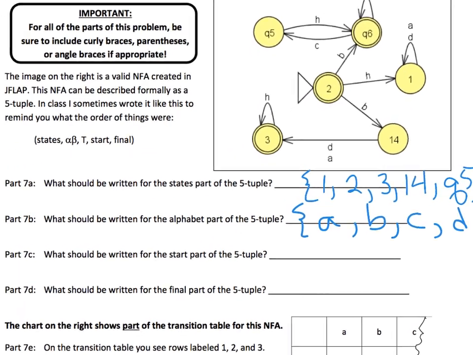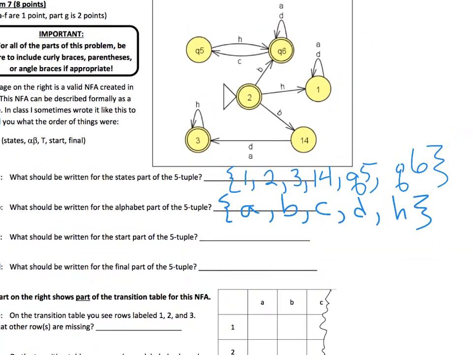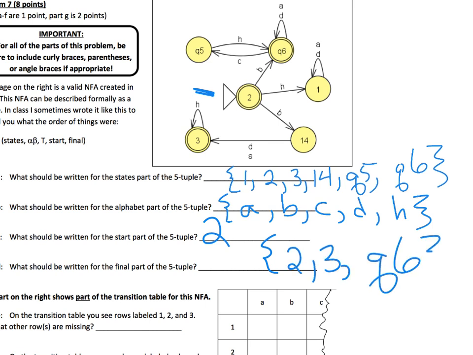It says what should be written for the start part, and because we use JFlap, we know that this triangle thing represents the start state. So the start state is just the number 2, right? And then what should be written for the final part of the 5-tuple? The final part is a set of states, and we say what states are accept states, what states are final states, and we have 2, 3, and Q6.